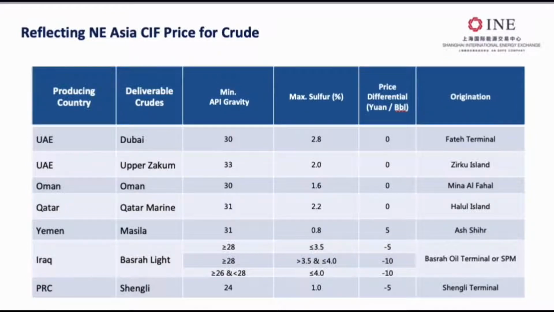Based on China's import situation and the contract benchmark quality of API gravity of 32 degrees and sulfur content of 1.5%, we selected 6 Middle Eastern crude oils and 1 Chinese crude oil as our deliverable grades. They are Dubai, Upper Zakum, Oman, Qatar Marine, Masila, Basra Light, and China's Shengli crude oil. All of this deliverable crude needs to ship directly from the place of origin.